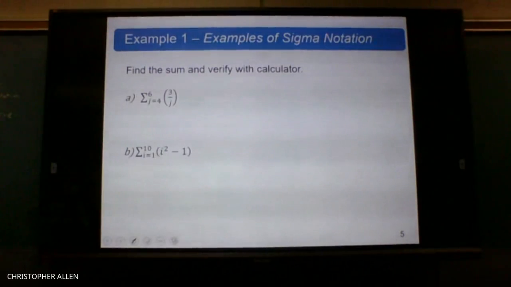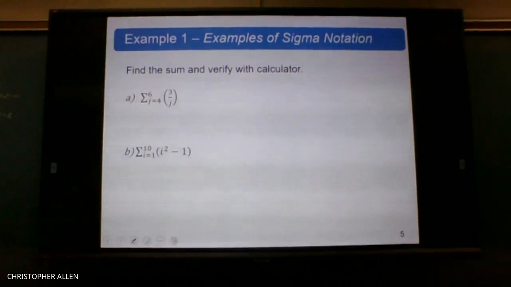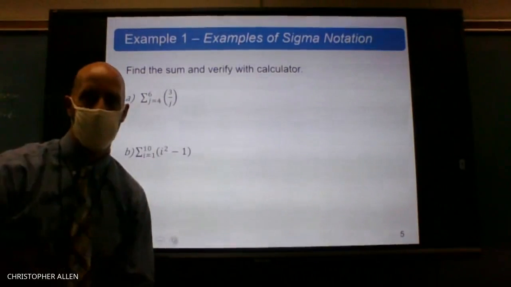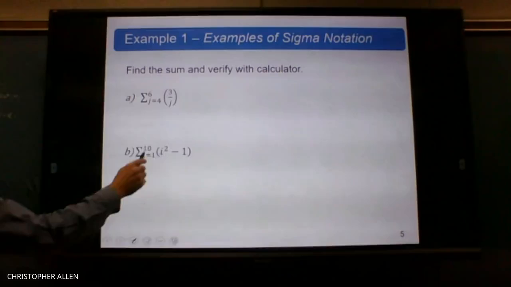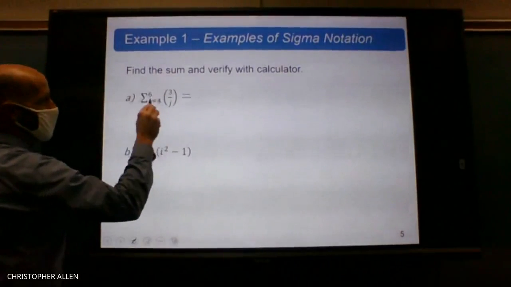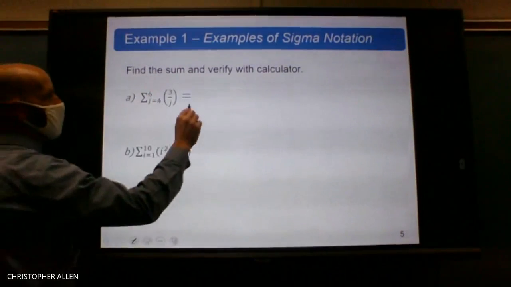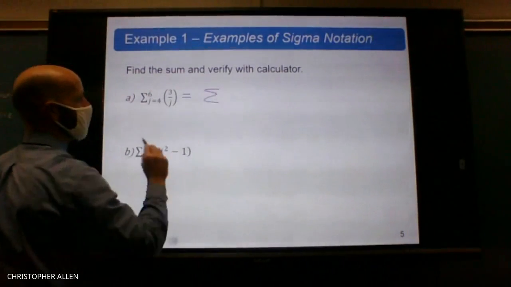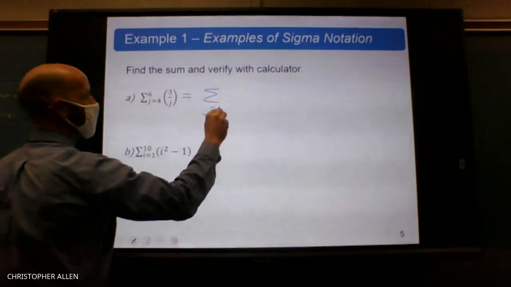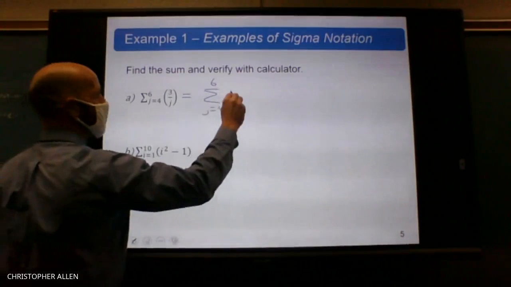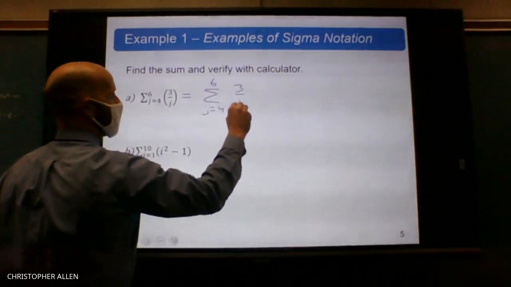So let's look at a couple of these. We're going to do these sums, and we're going to verify them with a calculator. So hopefully you brought your calculator today. If you guys are in virtual land, hopefully you've got your calculators. Now I'm going to rewrite this first one because for whatever reason, PowerPoint wouldn't let me write it the way I wanted. So this is the summation from j starting at 4 going to 6 of 3 over j.